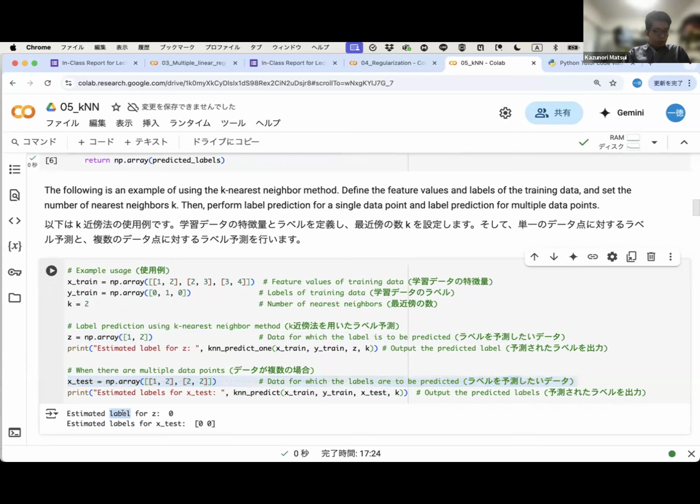The first output looks like this, showing that the label for small z is estimated to be 0. This is a natural result since the original training data already contains 1, 2 with label 0.